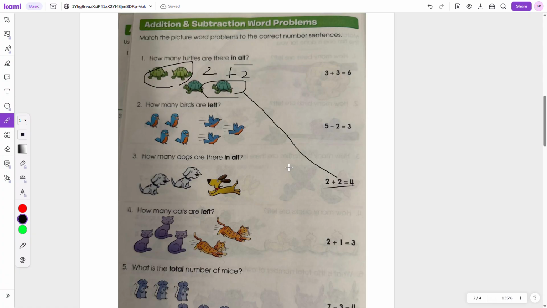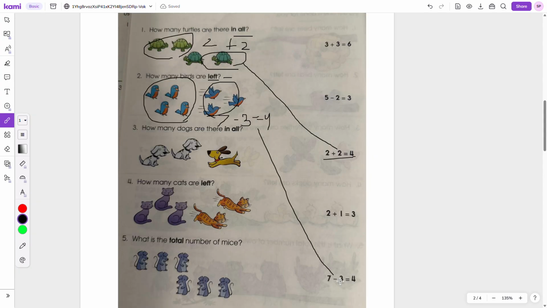Number 2, how many birds are left? So we have to find the left ones, so it'll be subtraction. So we have a total of 7 birds, but 3 of them flew away, so we have to subtract 3. And 7 minus 3 will be 4.